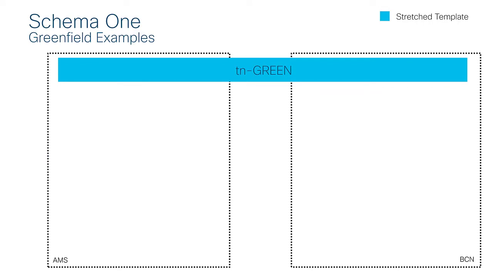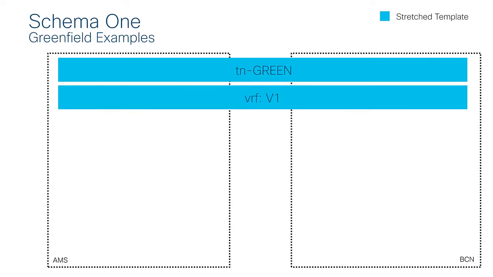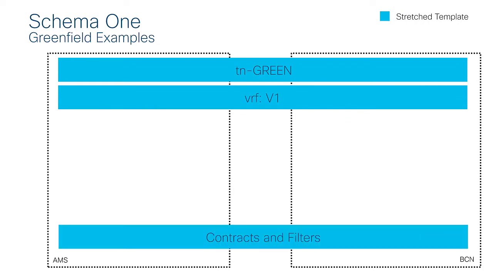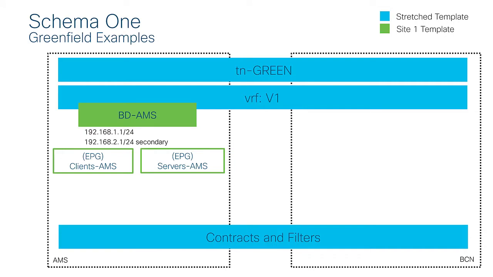So what I'm going to do is create a brand new tenant in MSO, and I'm going to call that tenant green. Once I have that tenant inside MSO, what I'll do is I'll create my schema, and then I'll create a stretch template that will hold a number of common items that will be stretched equally across both of my sites. In this particular case, I'll create a VRF called V1, and then I'll create a series of contracts and filters. Then I'll create a second template, or the template that lives only in site 1.